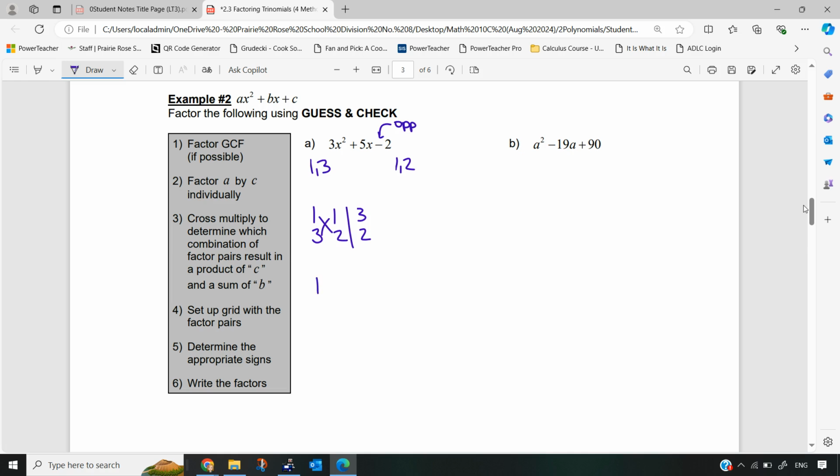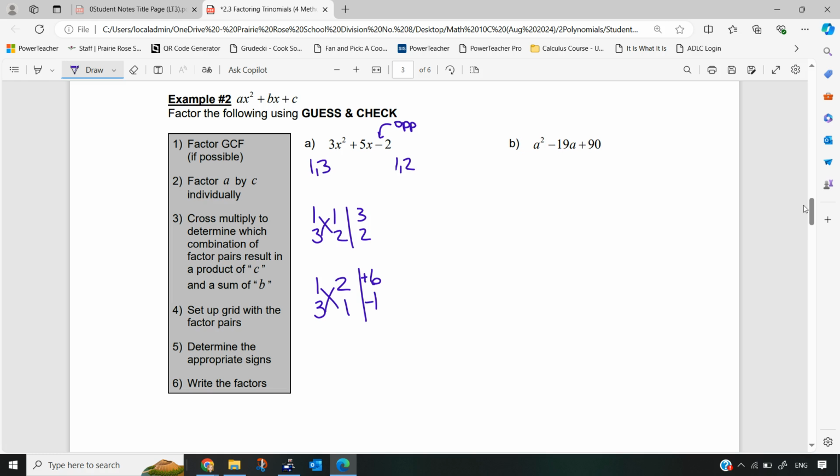So let's try another combination, 1 and 3 and 2 and 1. 1 times 1 is 1, 3 times 2 is 6. Now, if you notice, I have opposite signs and I want a positive sum. So if I have a positive 6 and a negative 1, I will get a sum of 5.